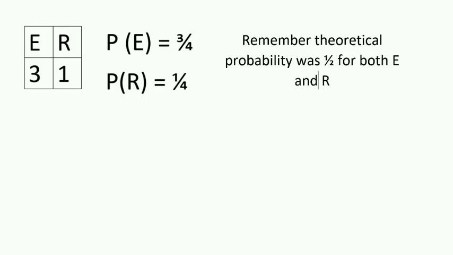On our first experiment, when we had just blue, our theoretical and our experimental probabilities were the same. But this time, our theoretical and experimental probabilities are different. Remember, theoretical probability was 1/2 for both E and R, and then our experimental probability was 3/4 and 1/4.